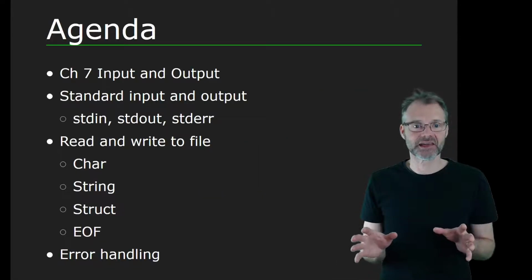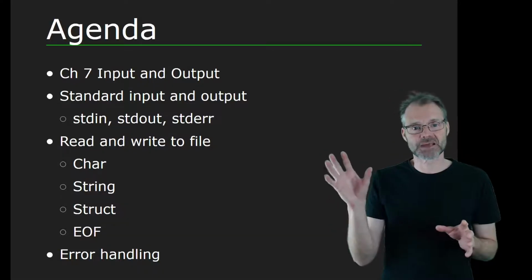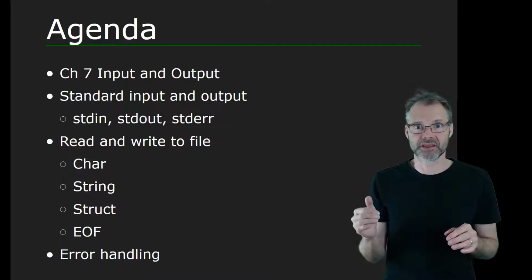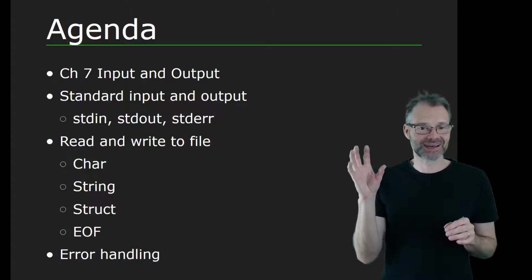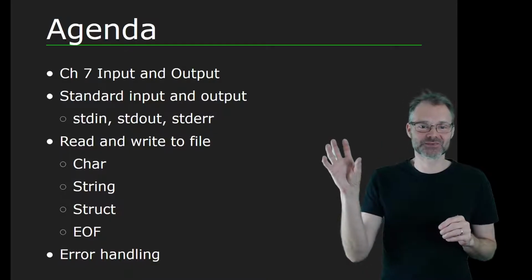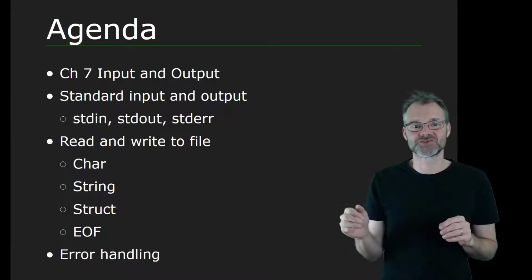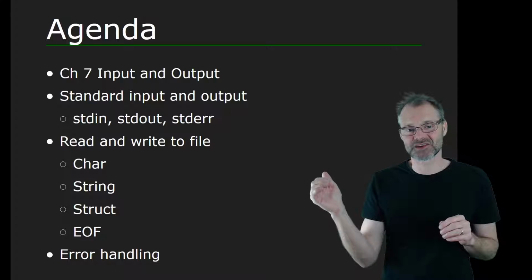I have an agenda here. This is all about chapter 7 in the input and output chapter in our Programming in C language book. The basic agenda is we're going to talk about standard input and output, the three streams there: standard in, standard out, standard error.